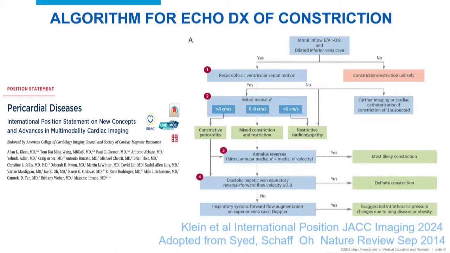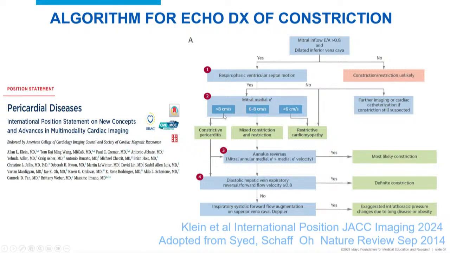So this is now August. We have two fantastic papers. One is from Dr. Klein, who put together an international position statement for pericardial disease, and we also have another paper from Northwestern and Cleveland Clinic on pericardiectomy. I'm going to show you the algorithm for echo diagnosis of constriction, adopted from our Nature review almost 10 years ago, looking at the plethora of IVC first, then going to septal motion change, and then E prime velocity plays a major role.